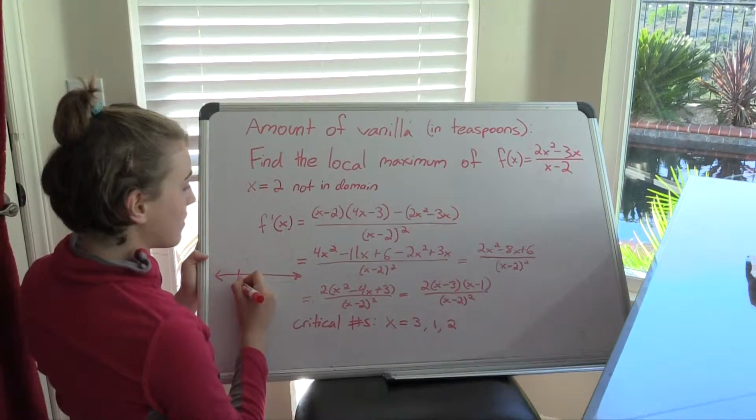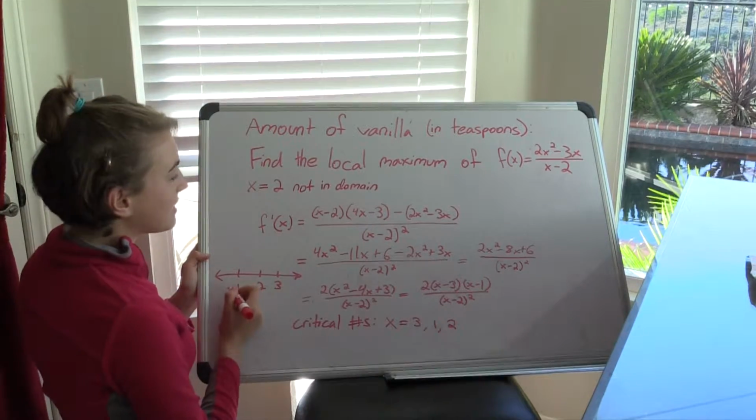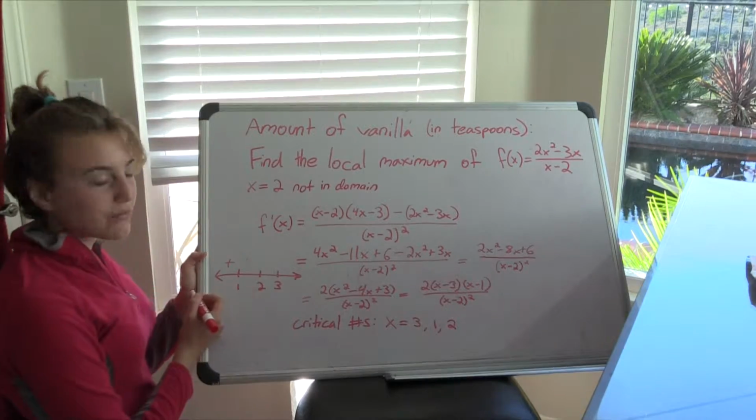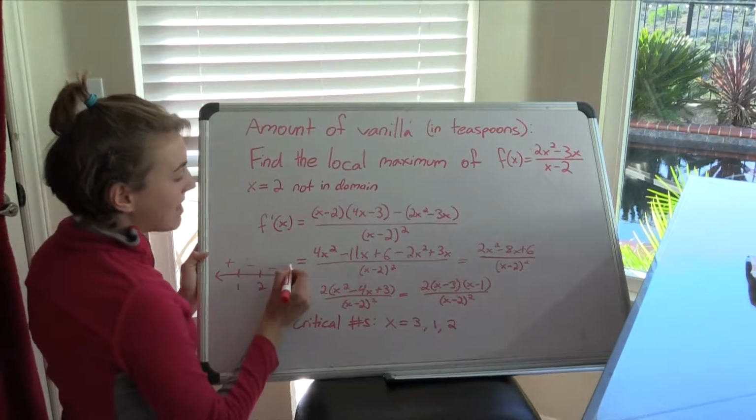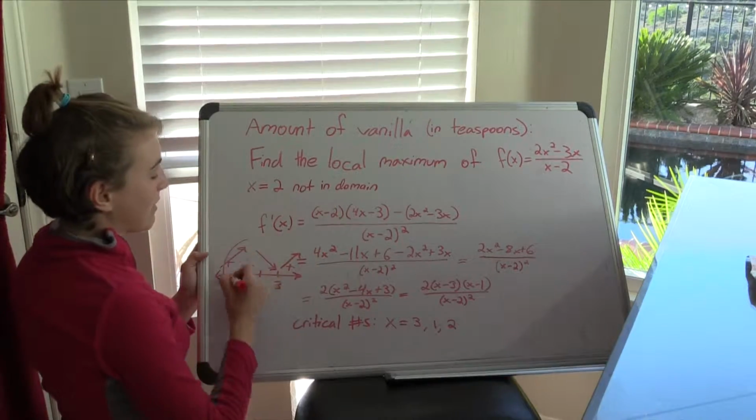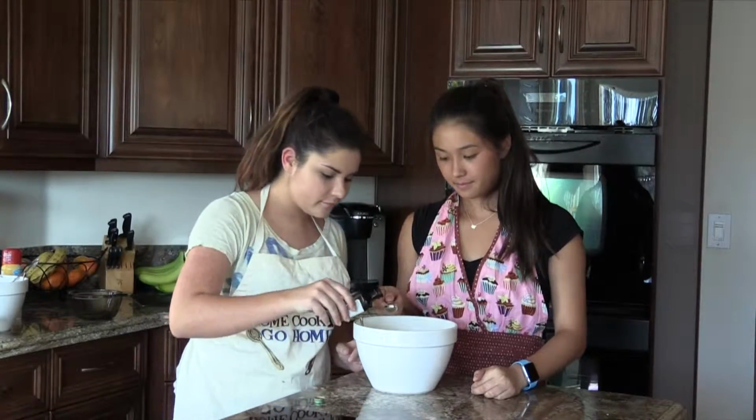So we have 1, 2, and 3. And when we plug these numbers into the derivative, we're going to find that the derivative of f of x is going to be positive at any number before 1, negative in between 1 and 3, and then positive again after 3. So if we draw our little slope arrows, we're going to find that the maximum occurs at x equals 1. So we need 1 teaspoon of vanilla in our recipe. Thanks, Julia. We'll go ahead and add 1 teaspoon of vanilla.